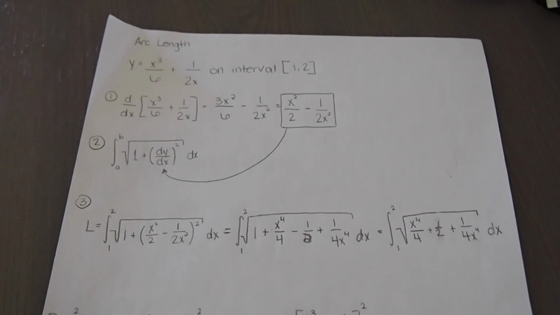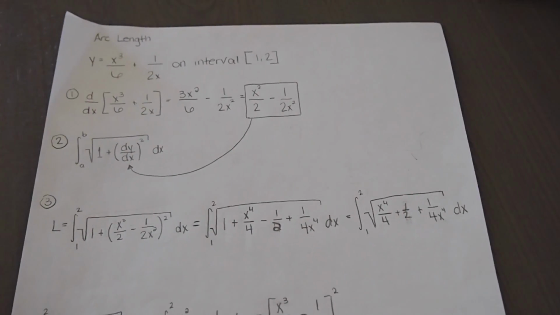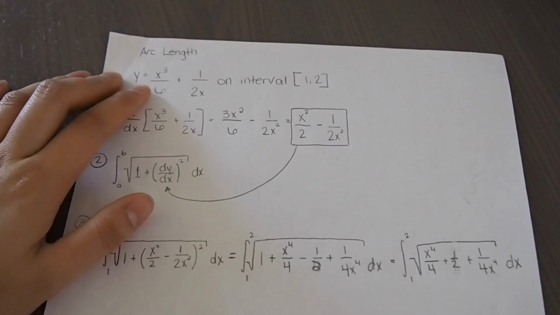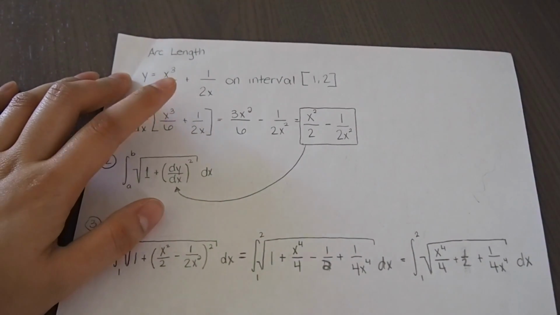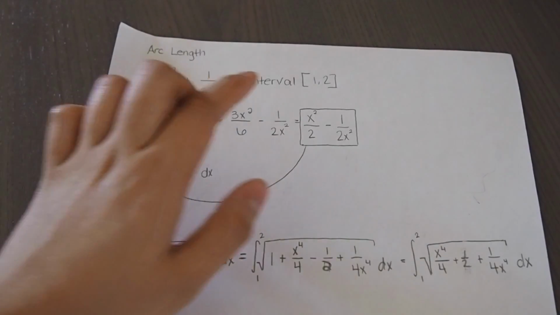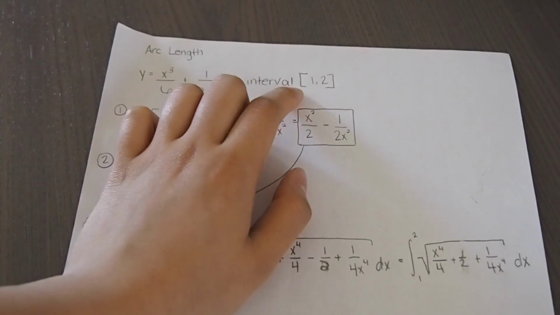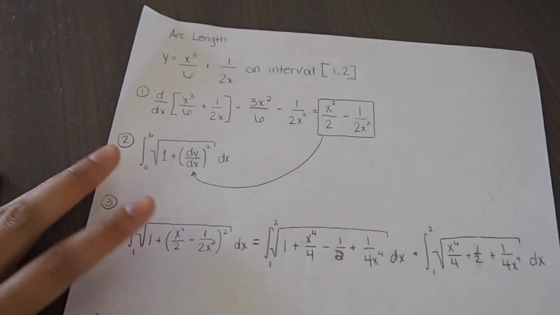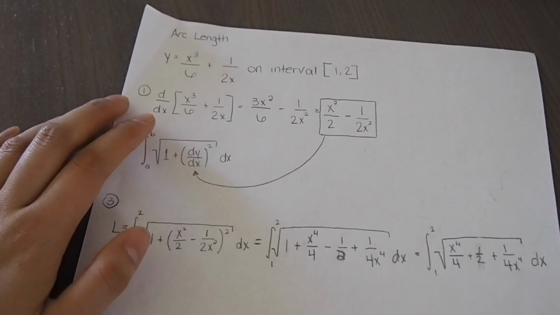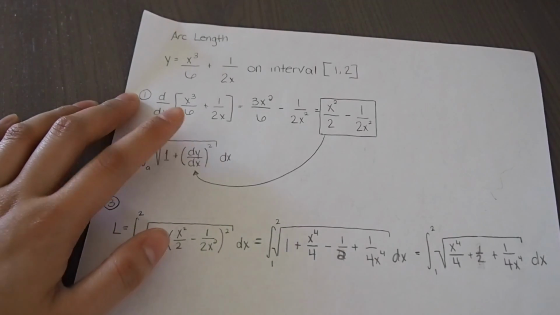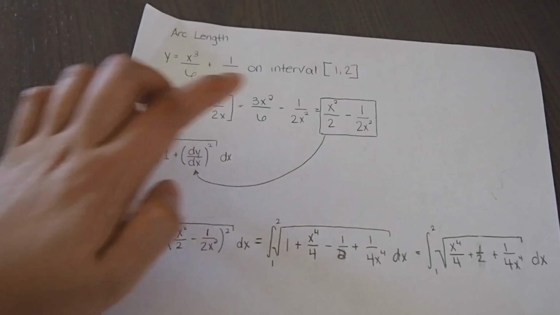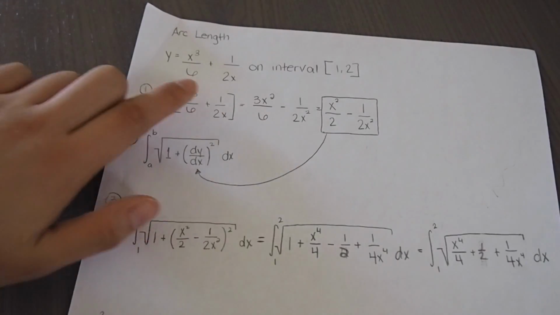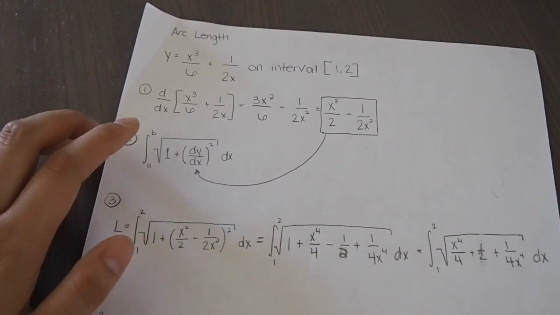With the arc length formula that I just showed you, let's apply it. Given the function y equals x to the third power divided by 6 plus 1 over 2x, we're trying to find the arc length on the interval 1 to 2, which are x values from 1 to 2. We first want to find the derivative of the function. We end up getting x squared over 2 minus 1 over 2x squared.